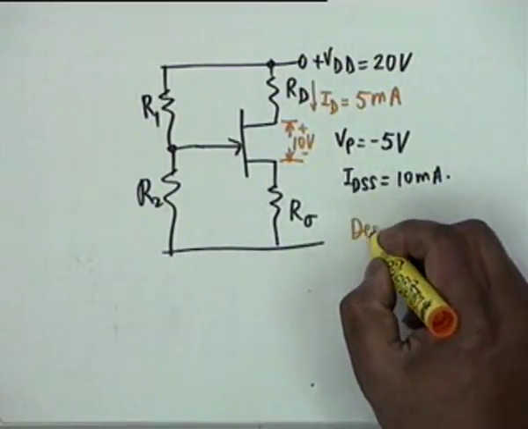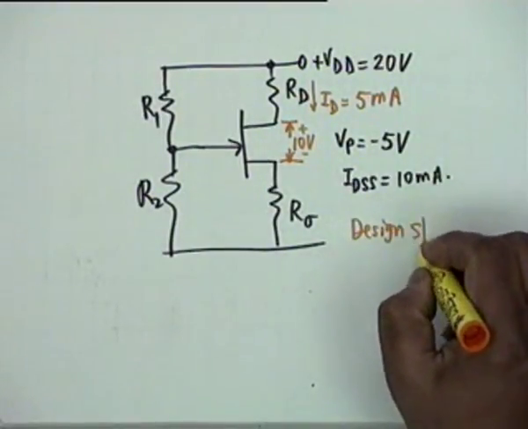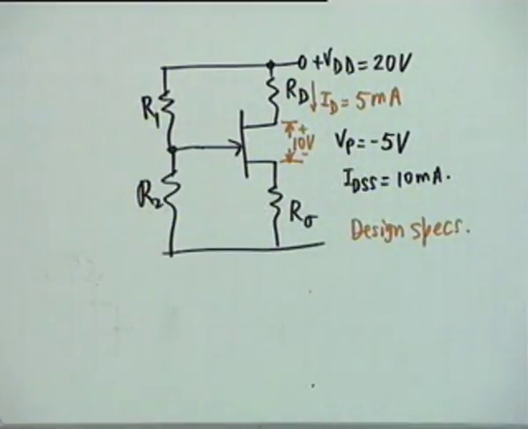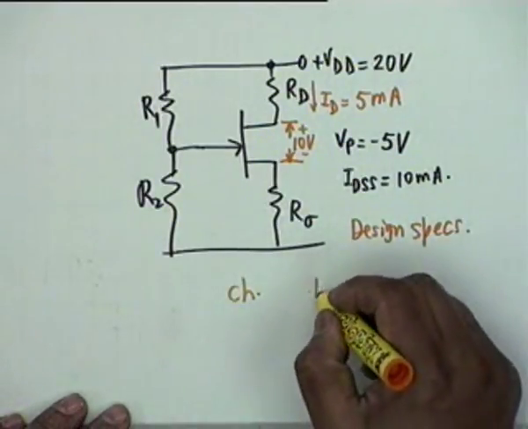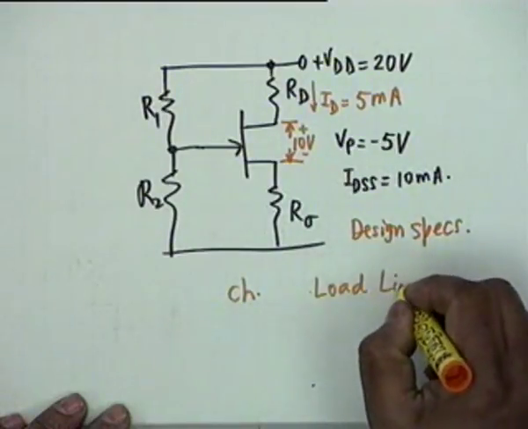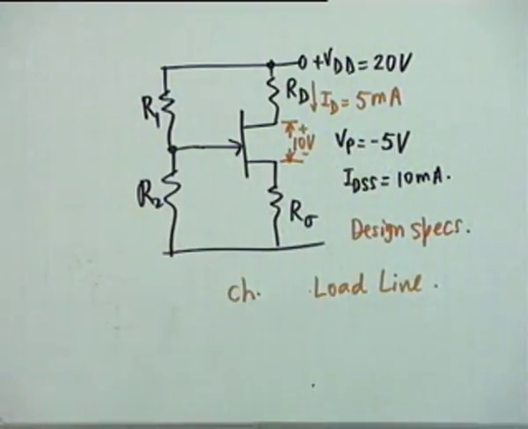This is the design specs. Design specs are shown in this color, and then you have to illustrate your answer by sketching a load line on a set of ID versus VDS characteristic. Okay, so characteristics are needed and load line are needed. This is the condition of the problem. Okay, it's a design problem.